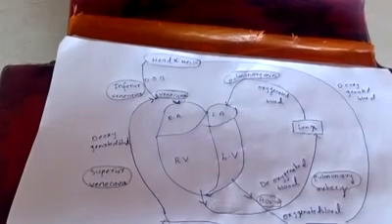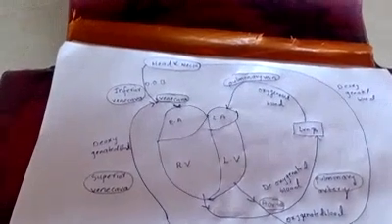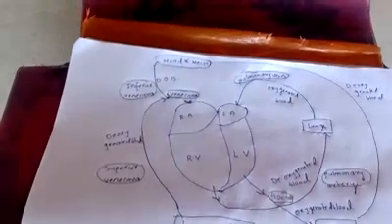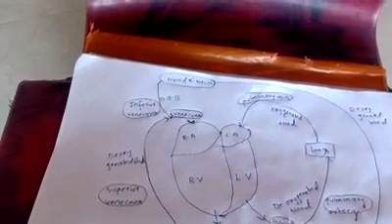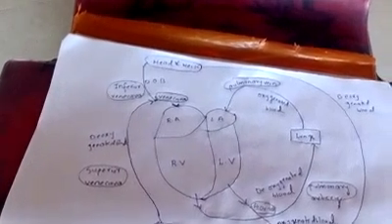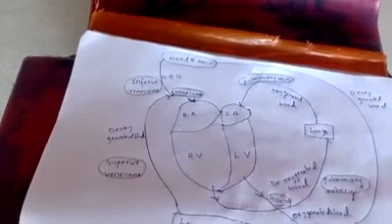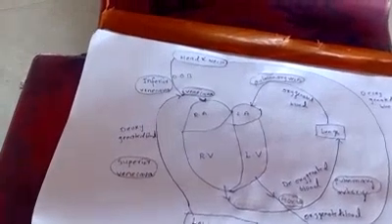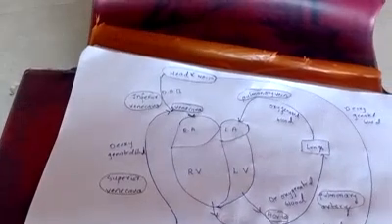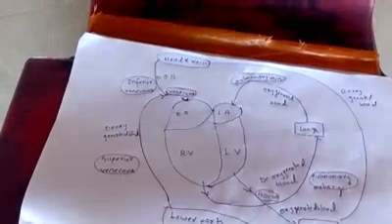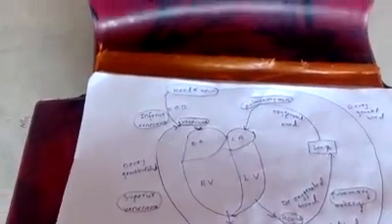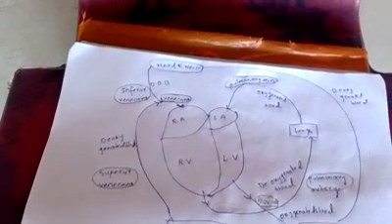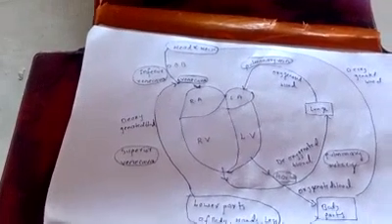The upper chambers are called atria, and the lower chambers are called ventricles, and the right side chambers are larger when compared to the left side chambers. So here the deoxygenated blood from the lower parts of the body and the head part of the body enters into the right atrium.